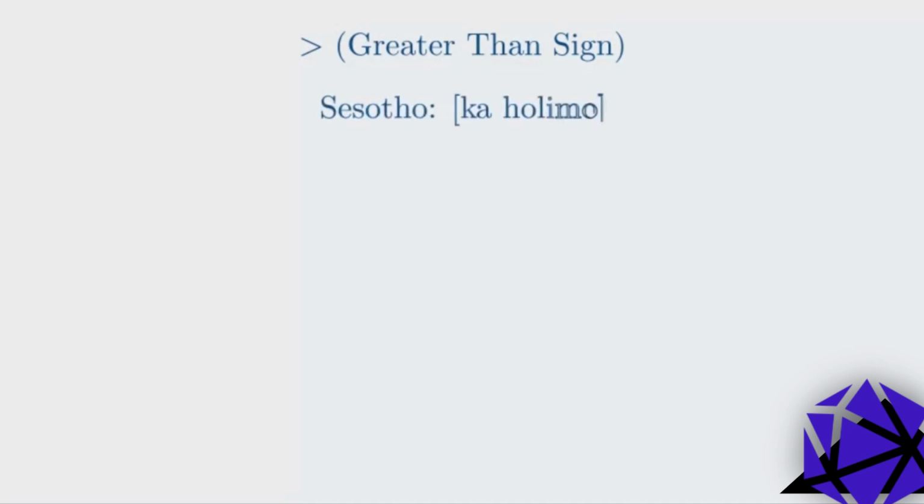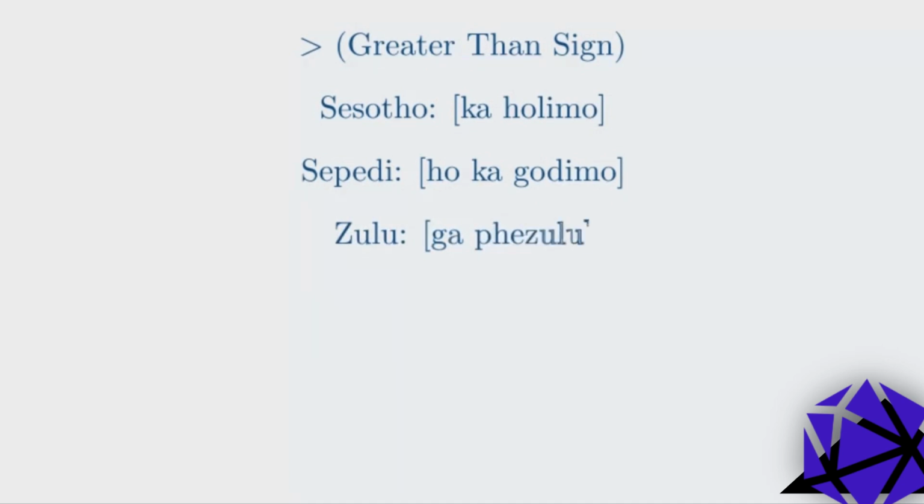The opposite of less than is greater than. This is the greater than sign. It points to the larger number. The crocodile's mouth is open towards the bigger number. In Sesotho, we say kaholimo. In Sepedi, we say hokagorimo. And in Zulu, we say ga.